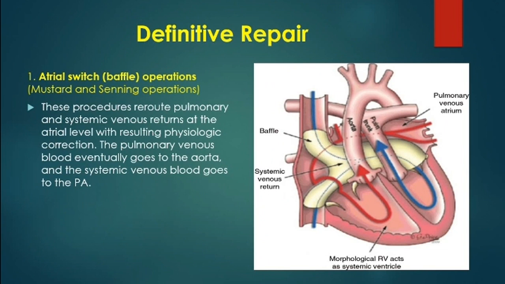The pulmonary venous blood is collected through a baffle towards the right ventricle, which, according to the pathology, opens into the aorta, and the systemic venous return is collected through baffles to the left ventricle, which already opens in the pulmonary artery. Thus, the systemic venous blood goes to the pulmonary artery, and the pulmonary venous blood goes into the aorta.